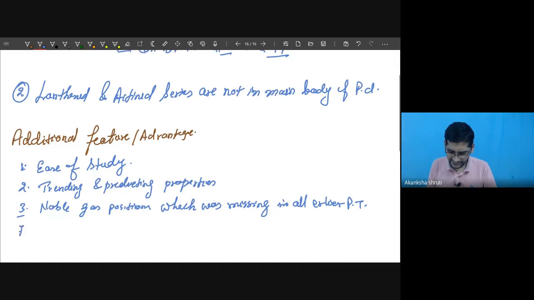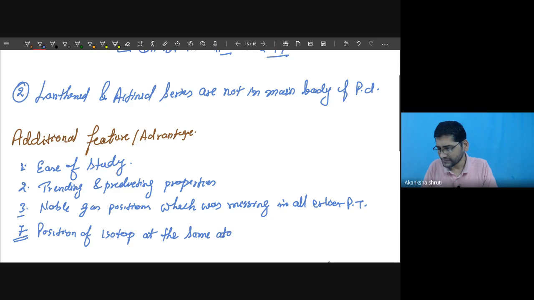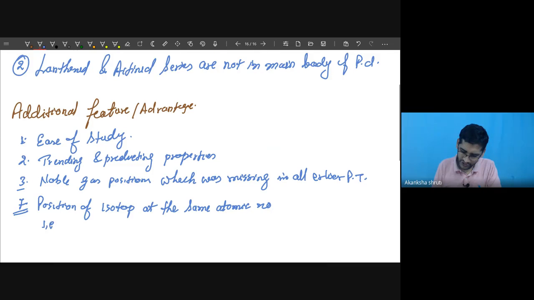What else? Students, can you recall what the drawback of Mendeleev was? The important drawback was regarding isotopes. We know that isotopes are atoms having the same atomic number. So if the atomic number is the same, all the isotopes will be placed at the same position. So the position of isotopes is given here: all isotopes at the same position.